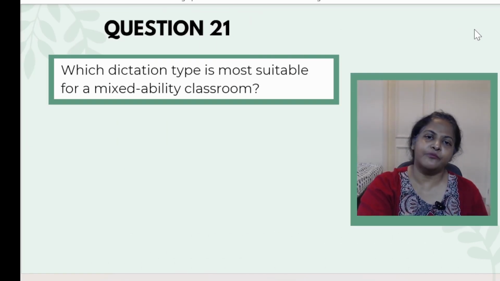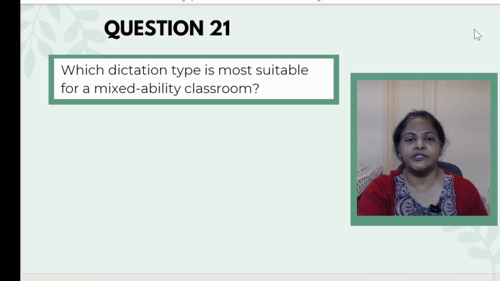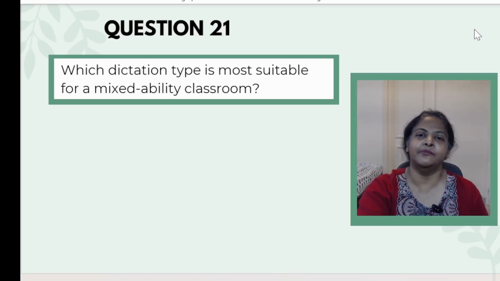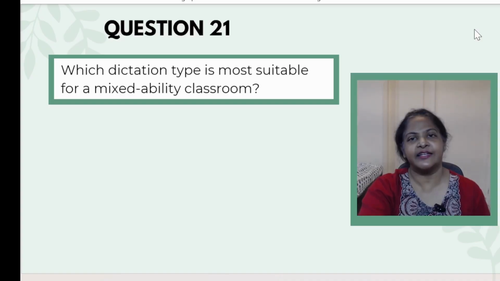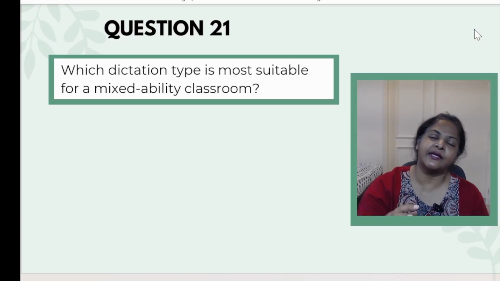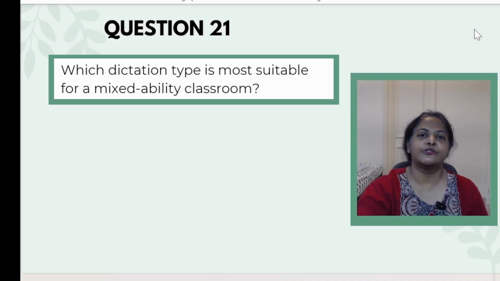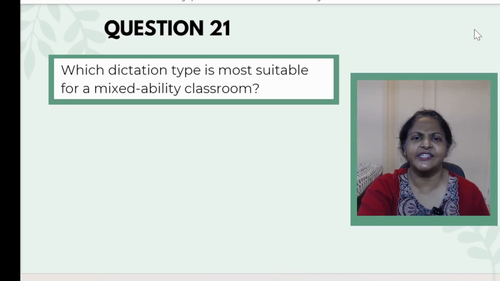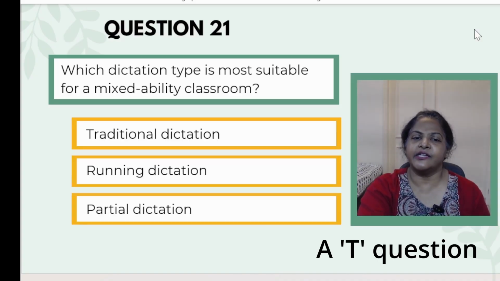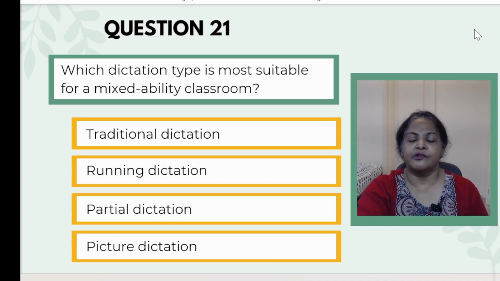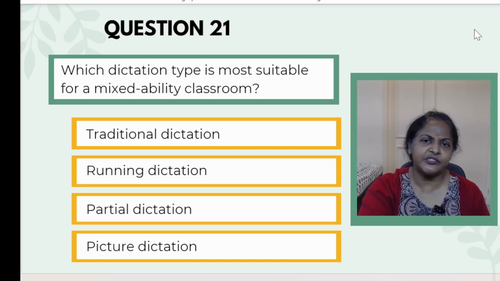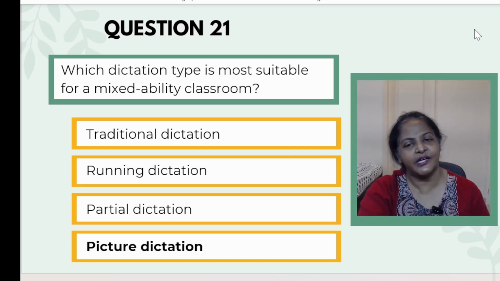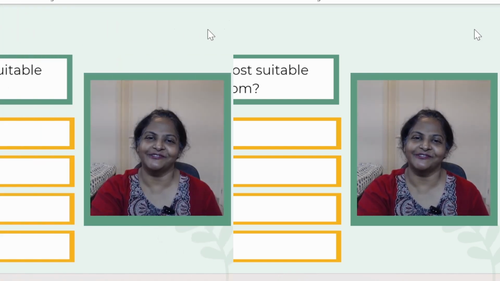I'm taking up one bonus question. Which type of dictation is most suitable for mixed ability classrooms? Because I felt this was a topic which can come from inclusion also. So mixed ability classrooms, which type of dictation? So it's obviously a T question. Traditional, running, partial and picture. Think about mixed ability. Traditional dictation, running, we are focusing on totally different things. Partial, again, a very different thing. So the answer is picture dictation.